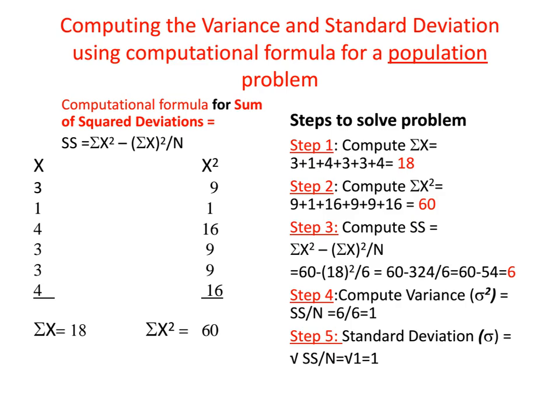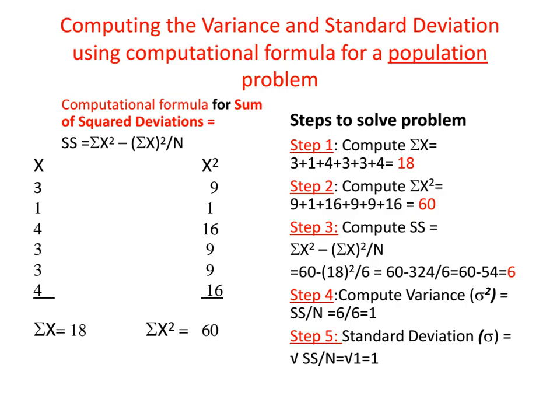That leads us to step 4, which is to compute the variance. The variance is computed by taking the sum of squares and dividing it by the total number of scores. In this case, the sum of squares is 6 and the total number of scores is 6, so we end up with 1. Then for step 5, we take the square root of the variance, which gives us the standard deviation. The square root of 1 is 1. So our final answer for the standard deviation is 1.